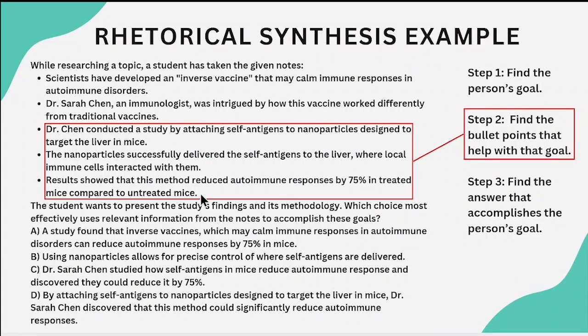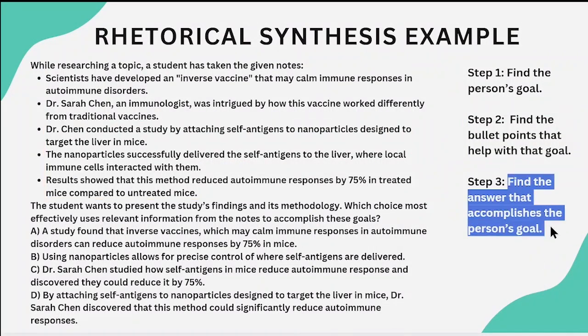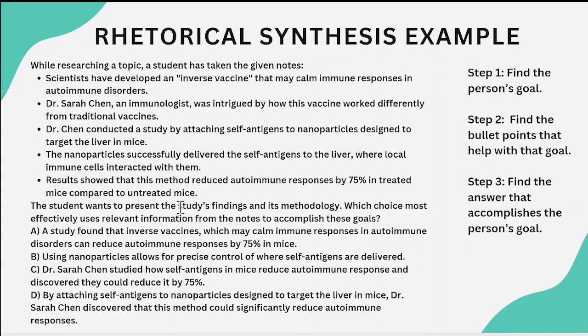Considering these three, I'm a little suspect on the second one. I don't know if we'll really need it because it's essentially saying what was happening during the study, but we'll keep it just in case. And we'll go from there. So now we can go to step three. We're going to find the answer that accomplishes the person's goal. So the person's goal, talking about the study and its methodology. Great, we'll go from there.